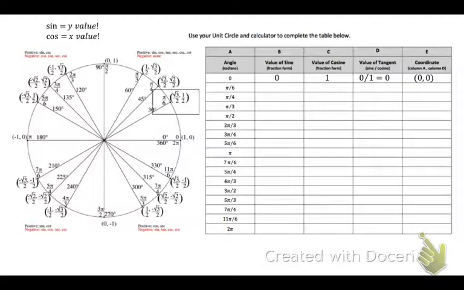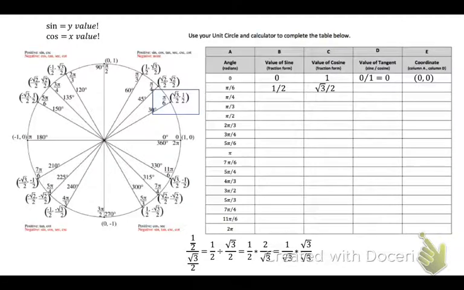Okay, let's go to pi 6. So the value of sine there is 1/2. And the value of cosine is the square root of 3 over 2. Which means the value of tangent is 1/2 divided by the square root of 3 over 2. Which I'm just going to rewrite. Flip that second fraction, so that's 1/2 times 2 over the square root of 3. Those 2's cancel and get 1 over the square root of 3.